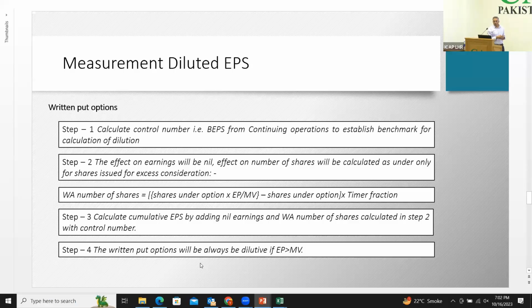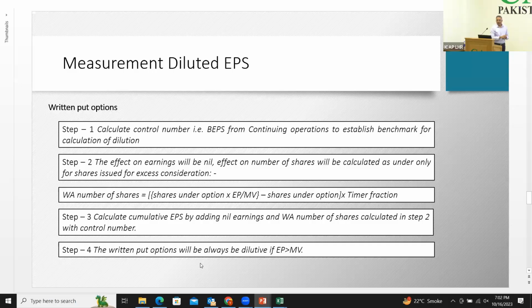And then the written put option. Basically, in this case, we assume how many shares we have to issue to buy back these shares. Actually, we have to issue shares at market value and buy shares at exercise price when the party exercises a put option, when the exercise price is more than the market value. So we have to issue more shares at market value to buy fewer shares at exercise price. The difference between those numbers of shares is basically the shares which will be used for dilutive earning per share.